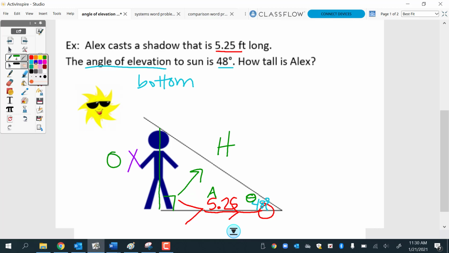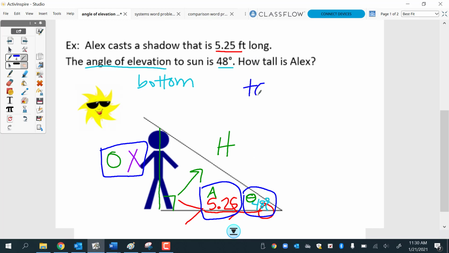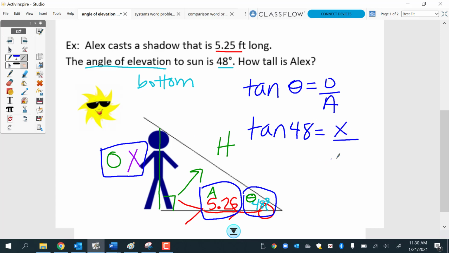And I'm going to box in the things that I have. So I have O and theta and A. Okay, so if I need O and A, that's going to be tangent. So tangent theta equals O over A. I'm plugging in the numbers for theta and O and A. So tan of theta was 48. My O is the letter X, and A was 5.25. And I'm solving this equation.